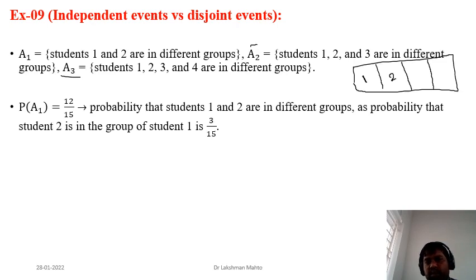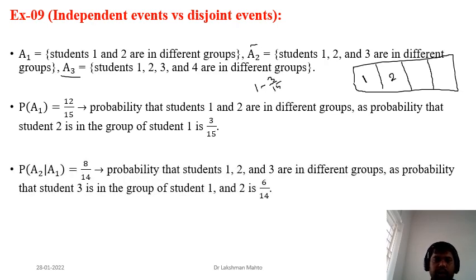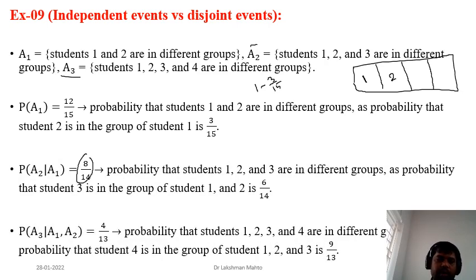But we have to calculate the probability that student 1 and 2 should not be in the same group. So it would be 1 minus 3 by 15. If you simplify it, then the probability of A1 would be 12 by 15. Similarly, we can calculate the probability of A2 given A1. It would be 8 by 12, and the probability of A3 given A1 and A2 would be 4 by 13. A similar concept we can apply here, and through that we can calculate all the probabilities.